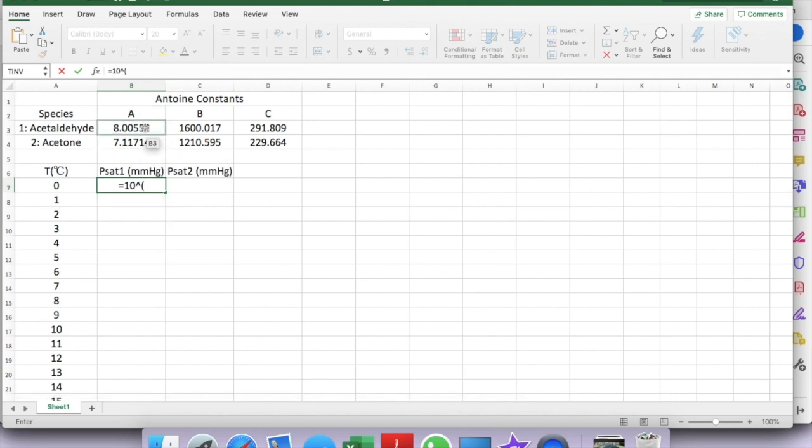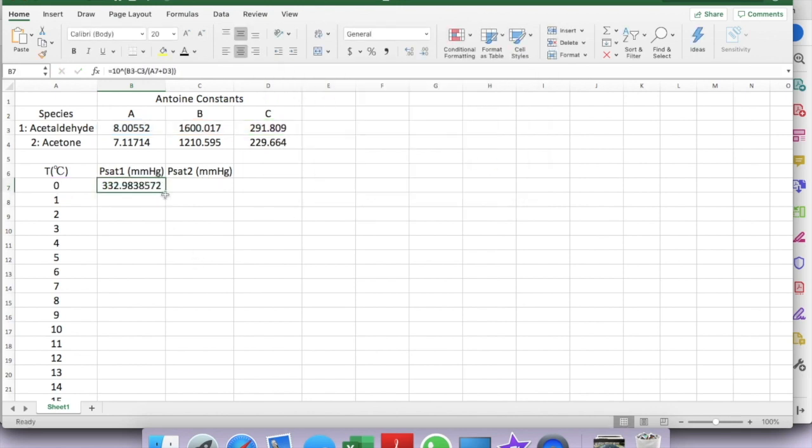Now notice that I already labeled 1 for acetaldehyde and 2 for acetone. So Psat 1 is for acetaldehyde: A minus B divided by degrees Celsius plus C. There we go. Correct that.